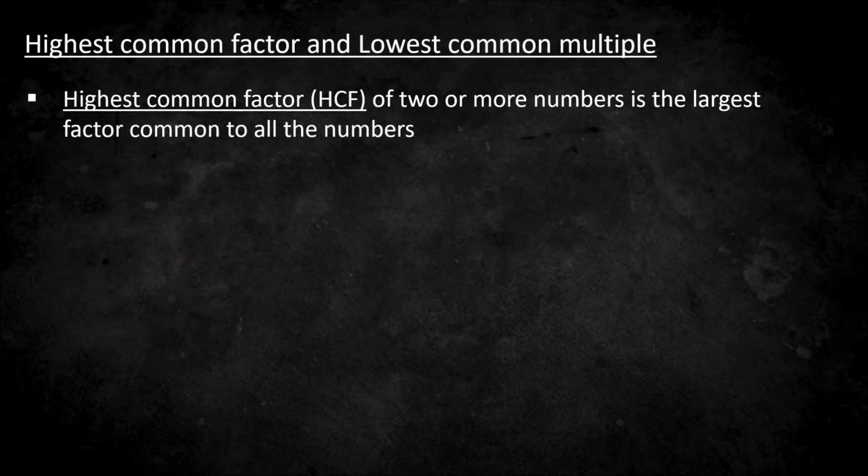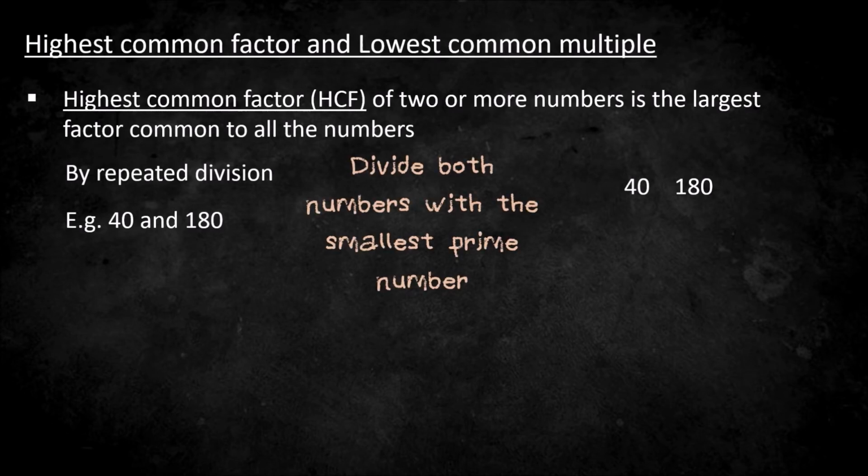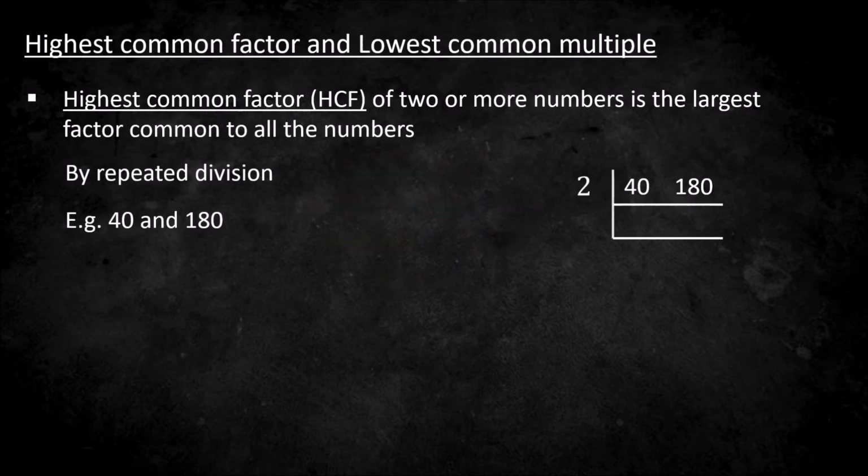Using the same example, 40 and 180, we will use repeated division to find the highest common factor. We start by dividing the numbers with the smallest prime number. In this example, that prime number is 2. Keep dividing until either one or all numbers are not divisible.